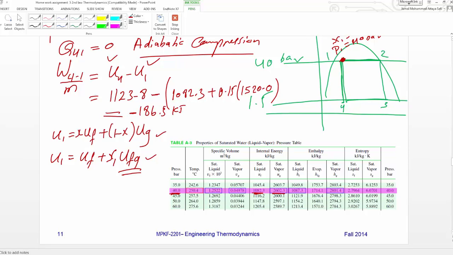And if you do so, you're going to get the work divided by the mass, the specific work, which is 186.5 kilojoule per kilogram. So if you multiply this by 2 kilos, it's going to give you the total work, and the total work would be minus 373 kilojoule.